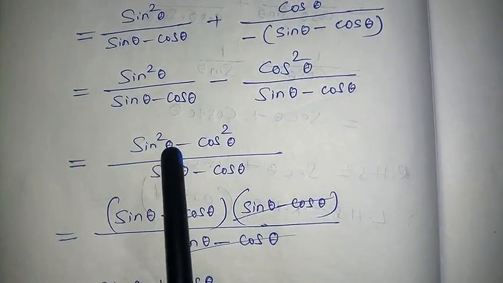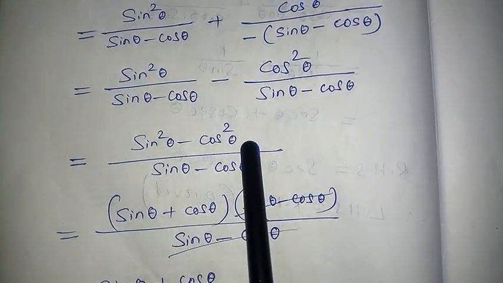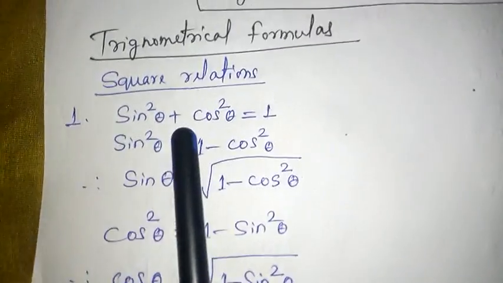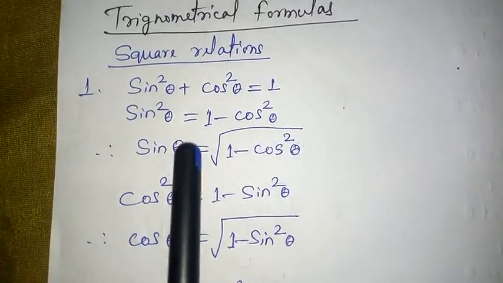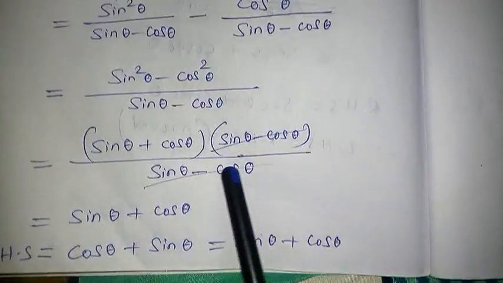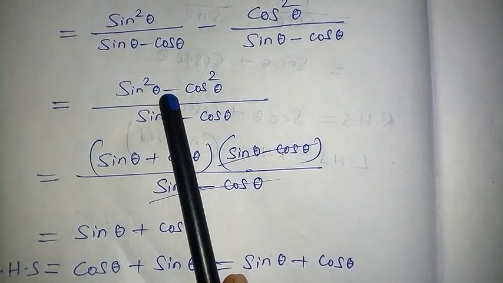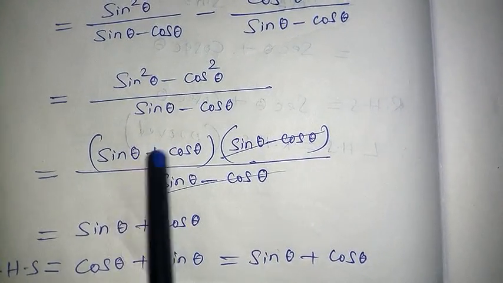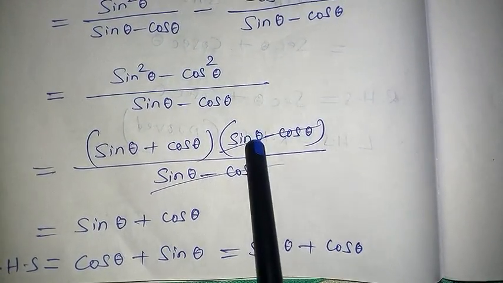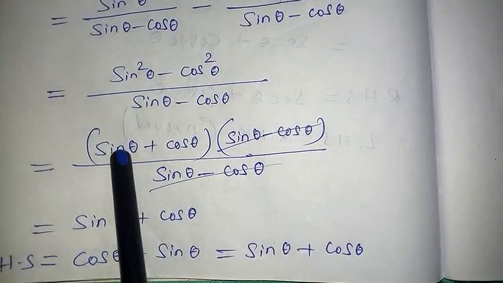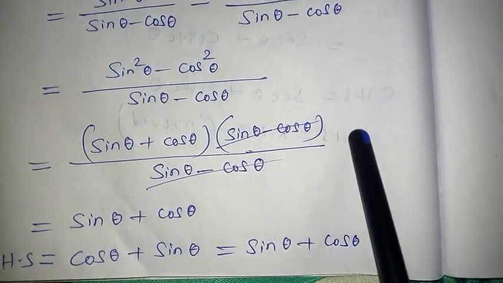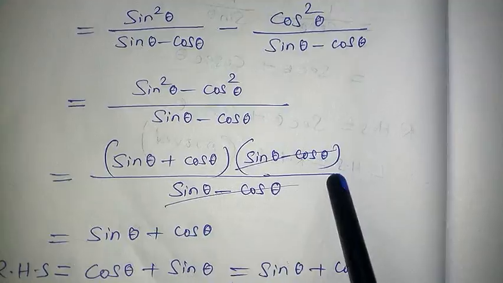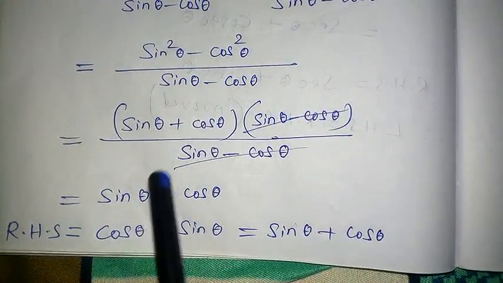Now don't say that sin square theta minus cos square theta is 1. No. Actually sin square theta plus cos square theta is 1. There should be plus. But here we have minus. So here we will apply the formula of a plus b into a minus b. A plus b into a minus b means here sin theta plus cos theta, sin theta minus cos theta. And the lower part, the denominator, is same. Now both of them got cancelled. Our answer is sin theta plus cos theta.